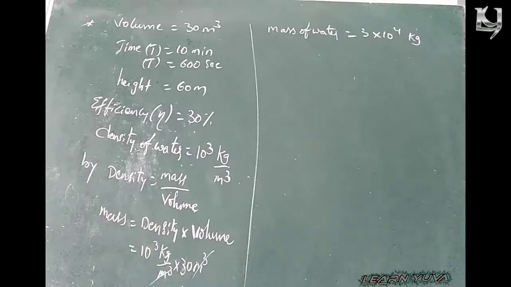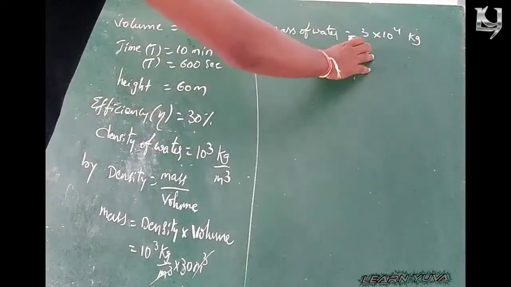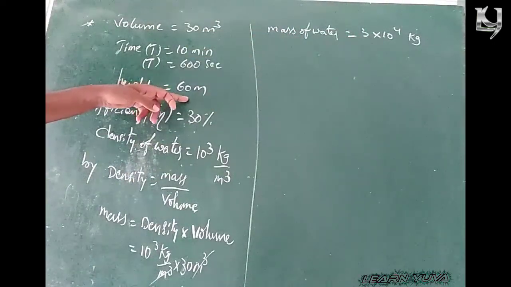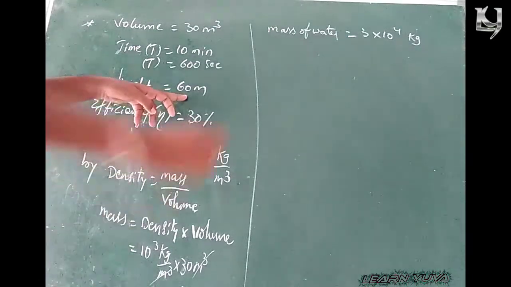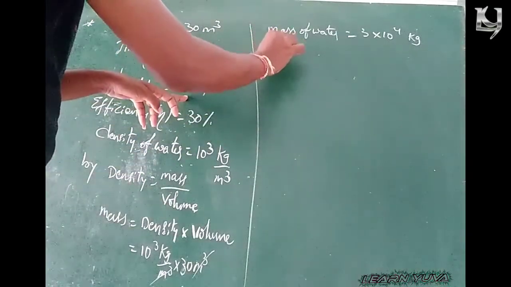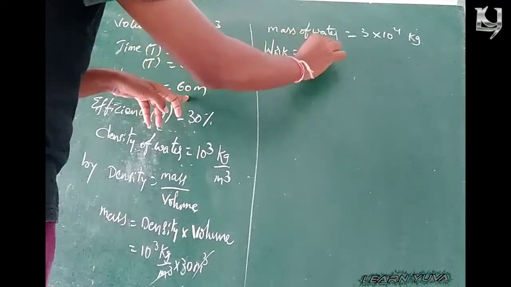So now this mass of water is to be lifted to a height of 60 meters. Right? So what is the work done? Work done is equal to the formula mgh.